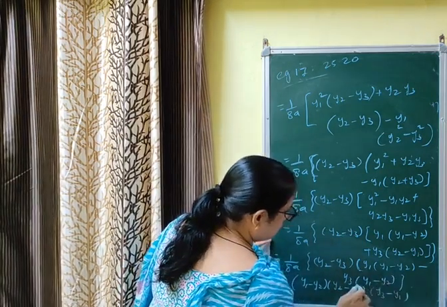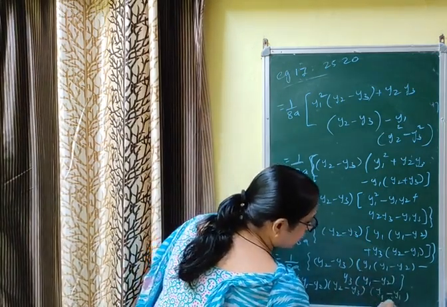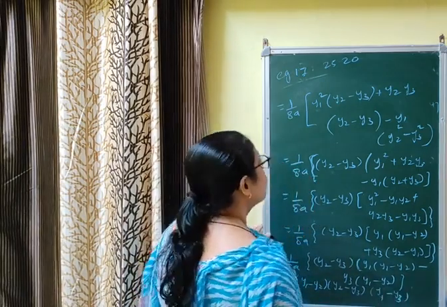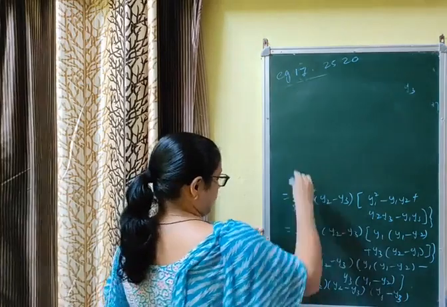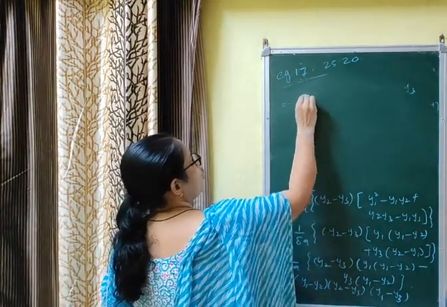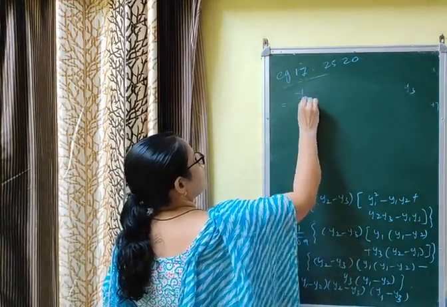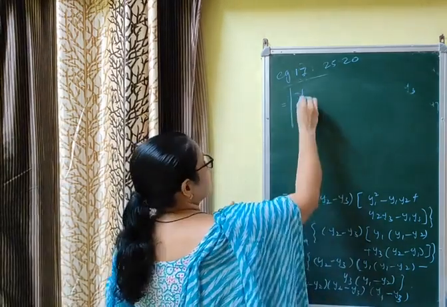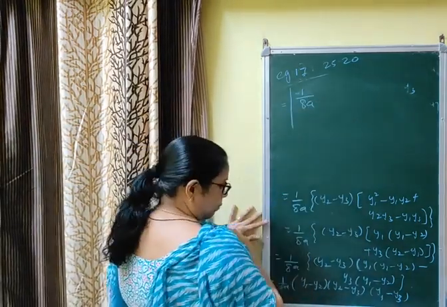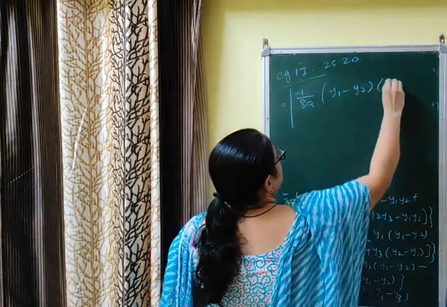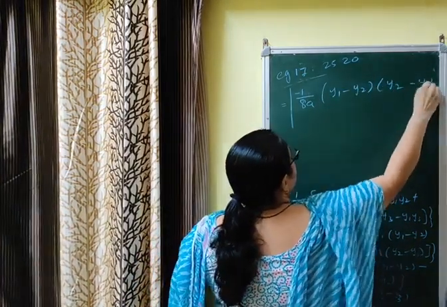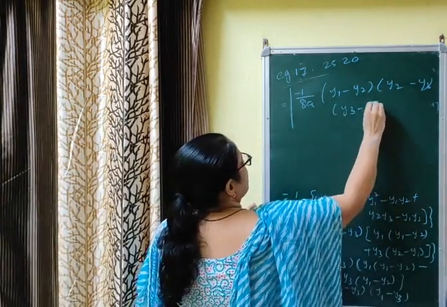See, either y1 minus y3 is coming, but we want y1 minus y2, y2 minus y3, y3 minus y1, so that you can take the minus sign common. Everything is in the modulus sign because that is the area. Minus 1/8a into y1 minus y2 into y2 minus y3 into y3 minus y1.